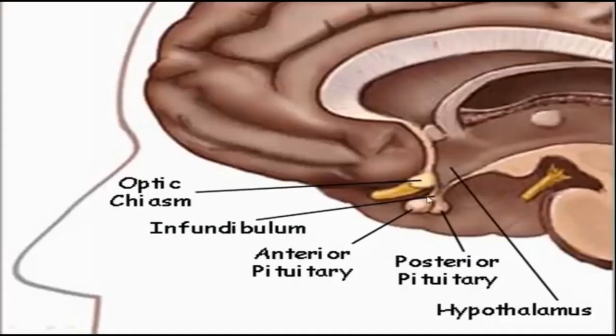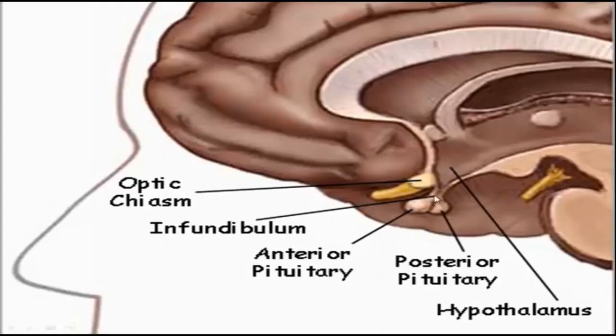The pituitary gland is located at the base of the midbrain, attached to the hypothalamus by a pituitary stalk. That pituitary stalk is known as the infundibulum. It has 2 lobes, the anterior lobe and the posterior lobe. The anterior lobe is known as adenohypophysis and the posterior lobe is known as neurohypophysis.